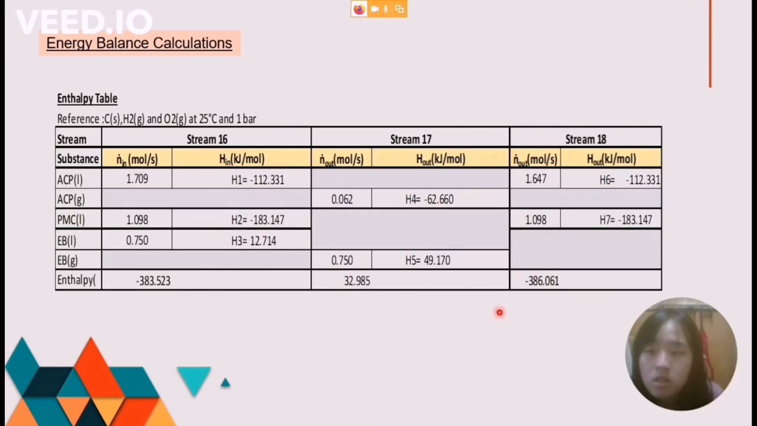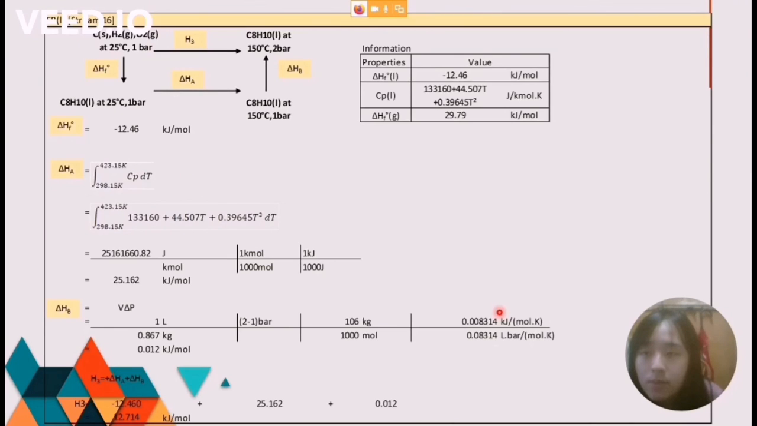We draw an enthalpy table to find the ethyl benzene liquid in stream 16. It starts with the reference state and goes down to form the ethyl benzene liquid. The temperature changes from 25 degrees Celsius to 150 degrees Celsius. For this enthalpy change, we need to use the heat capacity of ethyl benzene liquid. And the pressure changes from 1 bar to 2 bar. It has an effect on the enthalpy change because the ethyl benzene is in the liquid phase.